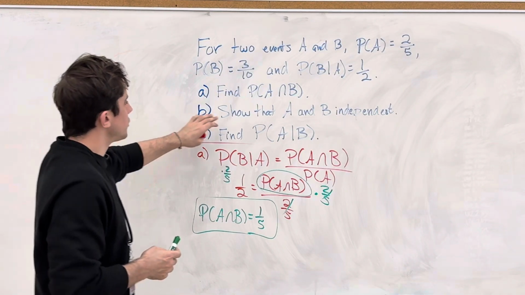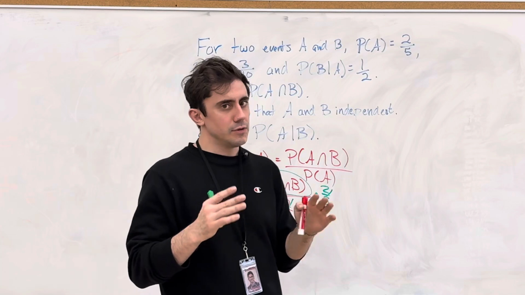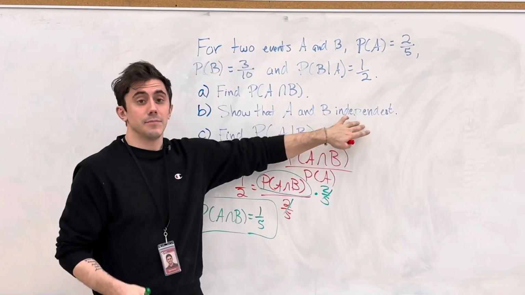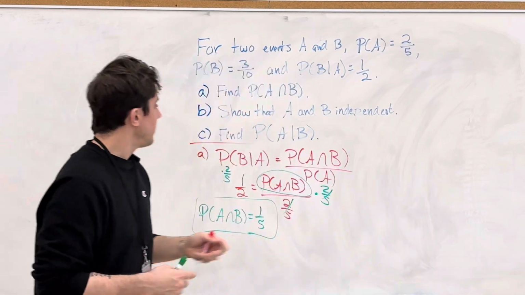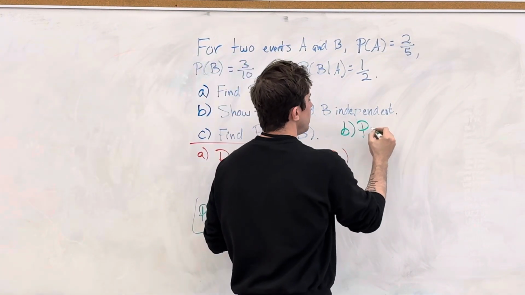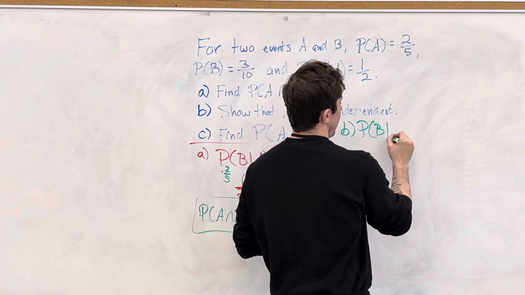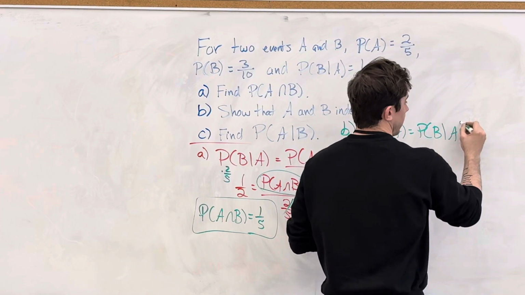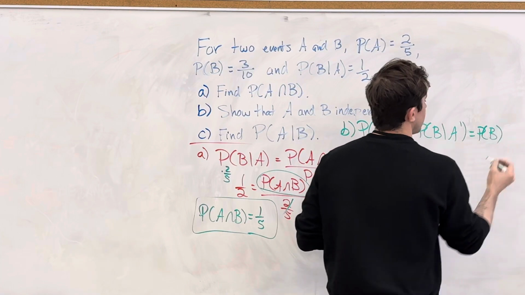Now, part B says, show that A and B are, in fact, independent events. Independent does not mean mutually exclusive, which means two events that can't both happen at the same time. Rather, independent means two events that don't affect one another, that have no bearing on one another. And so one way to show that for part B is that we can show that the probability of B given A is the same as the probability of B given not A, which is the same as the probability of just B, right?